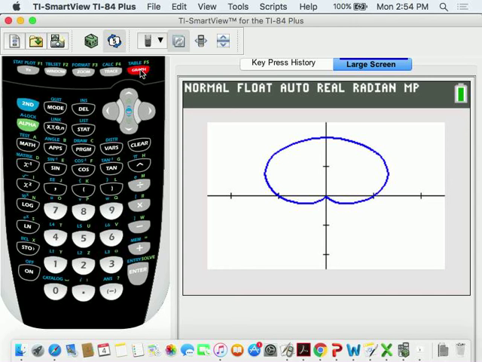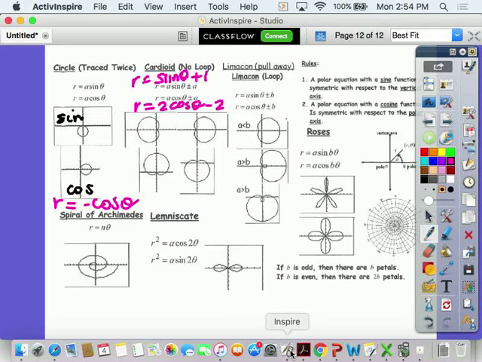All right. Let's look at the next one, the limacons. Now, you got to be careful. Limacons are in a similar setup as the cardioids. The only difference is that these numbers should be different. Okay? They should be different. So an example of that would be r equals 3 sine theta minus 2.